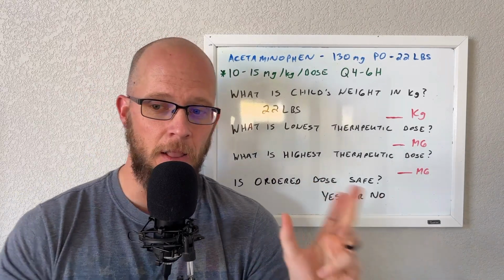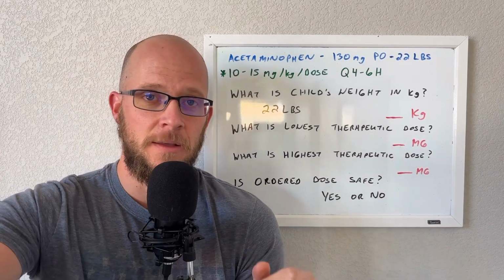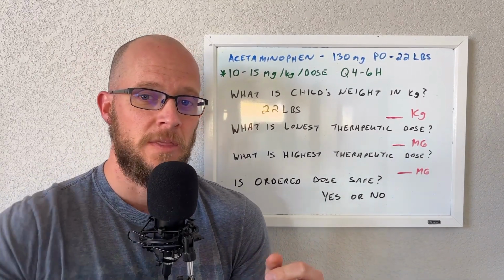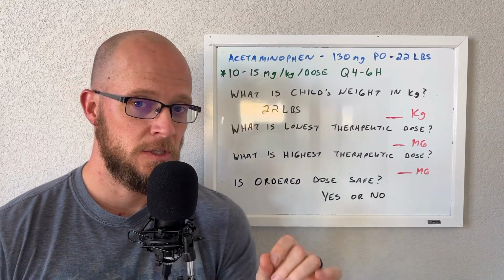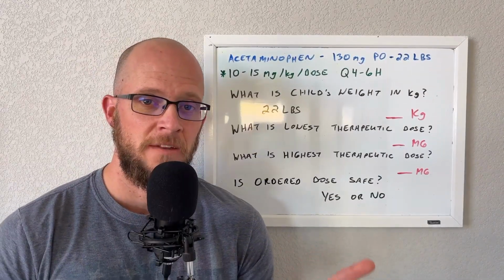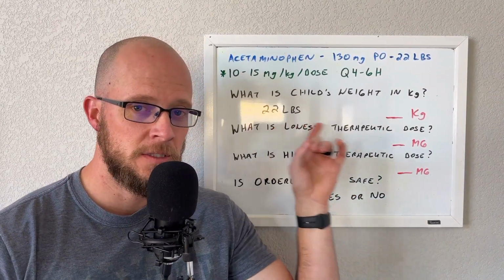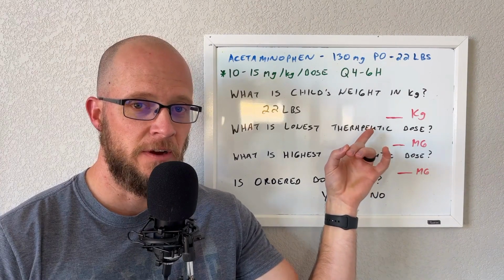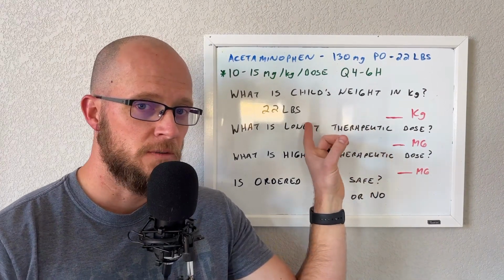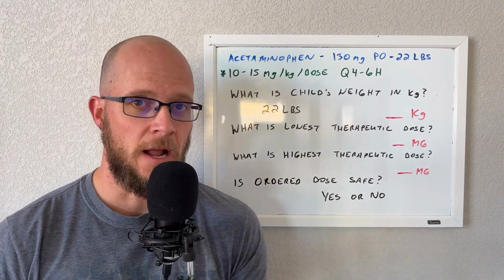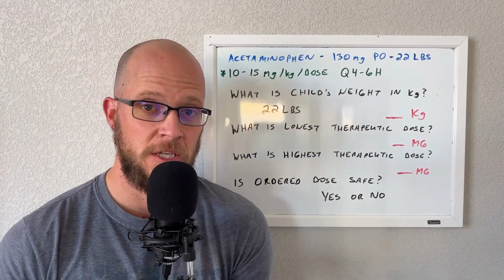Okay, now I got that out of the way. The first thing we need to do is figure out this child's weight in kilos. So we need to figure out how to go from pounds to kilograms. That's the very first thing you need to do. Once you figure that out, then you can start figuring the rest of it out.